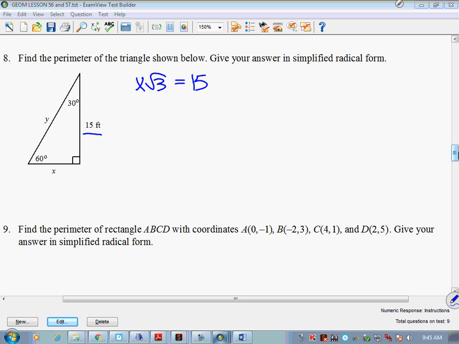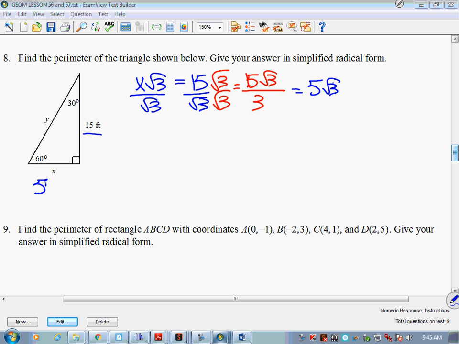Divided by radical 3. We want to simplify this or rationalize our denominator. What do I get there? Divided by 3, will that simplify? 5 radical 3. So what we're saying is that X equals 5 radical 3. All right, I think you're on the right track. Now, Darian, I'm going to come back to you. What would I need to do to find Y?